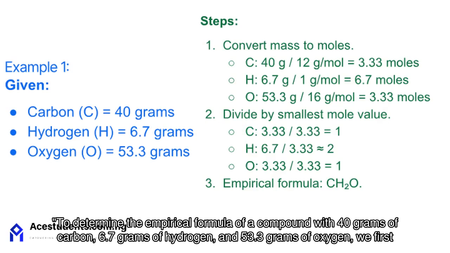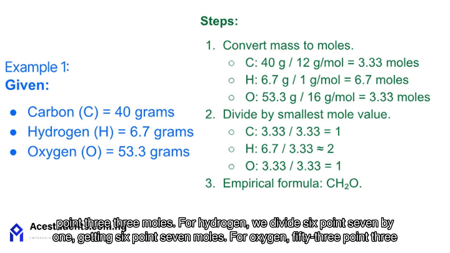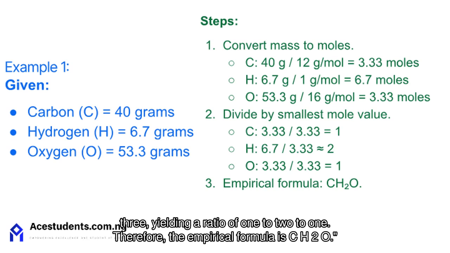To determine the empirical formula of a compound with 40 grams of carbon, 6.7 grams of hydrogen, and 53.3 grams of oxygen, we first convert these masses to moles by dividing each by their respective molar masses. For carbon, we divide 40 by 12, obtaining 3.33 moles. For hydrogen, we divide 6.7 by 1, getting 6.7 moles. For oxygen, 53.3 divided by 16 also gives 3.33 moles. Next, we divide each mole value by the smallest, which is 3.33, yielding a ratio of 1 to 2 to 1. Therefore, the empirical formula is CH2O.